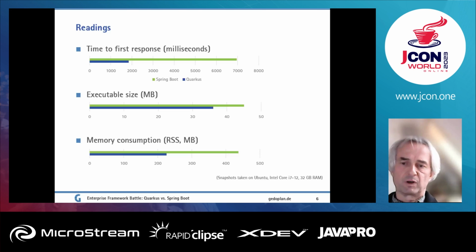Also, the executable size is less than standard EE stacks. That's because the plugin is able to mark code which is not reachable and that is not loaded. That's not in the Quarkus app directory, and it's not loaded in your runtime. So memory consumption is also less. That's quite interesting if you go to the cloud and pay for every byte that you use.